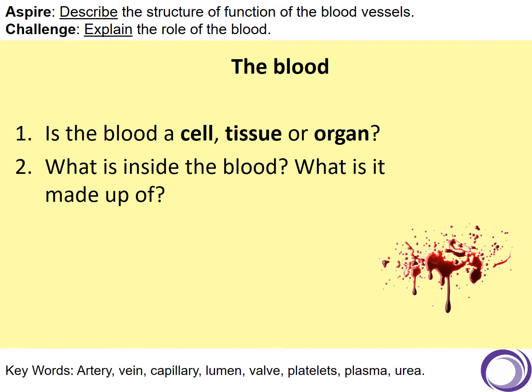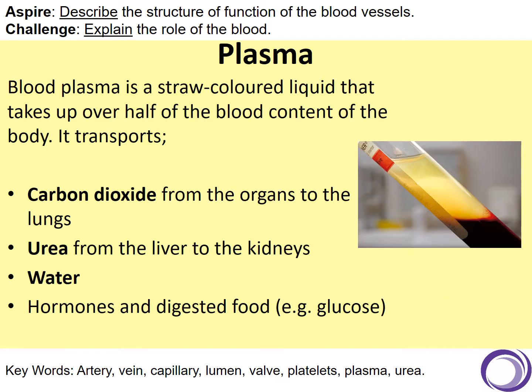Okay, so blood is a tissue, if you think back to that previous slide, and it's made up of plasma, red blood cells, white blood cells, and platelets. Now we need to know what each of those parts of the blood does. So plasma, that's that yellowy part that covers about 55% of the blood content.